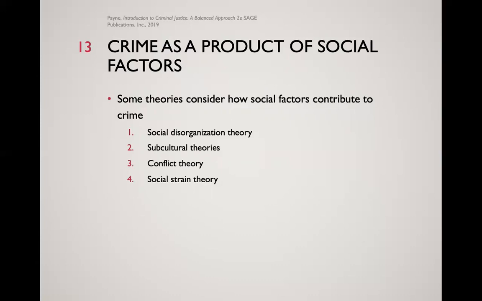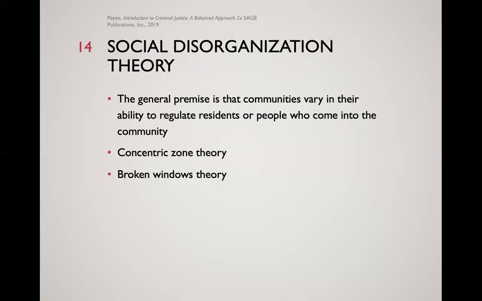When more data becomes available, it's harder. It's constantly evolving is a good way to look at it. But these are kind of the 4 main theories that consider how social factors contribute to crime, and we're about to go over them. So social disorganization theory, this is Shaw and McKay.